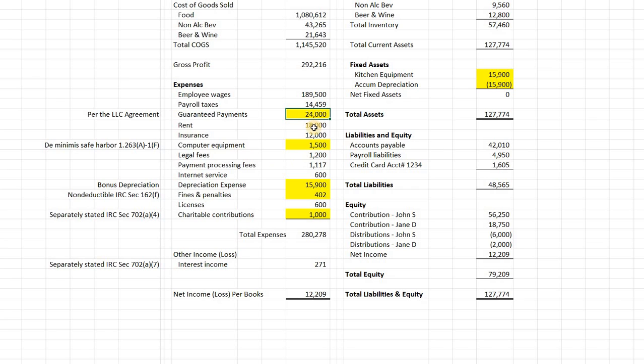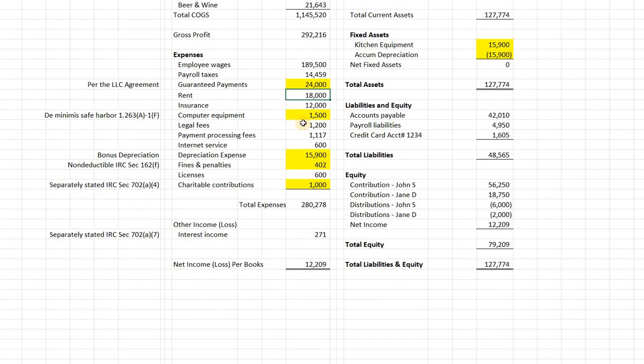And then the guarantee payments are also separately stated on Jane's K-1, right? So we'll see that on Jane's K-1 when we get to it. They got the rent expense, insurance, computer equipment. So they had to buy some computer equipment, a couple of components. And so the $1,500 cost there, we're just going to write that off completely.